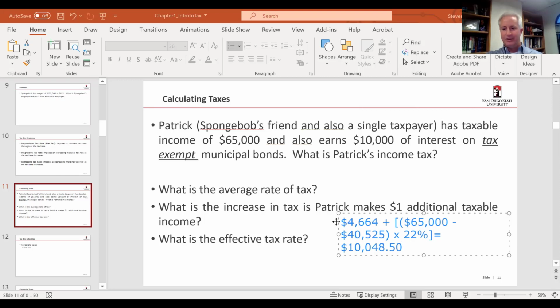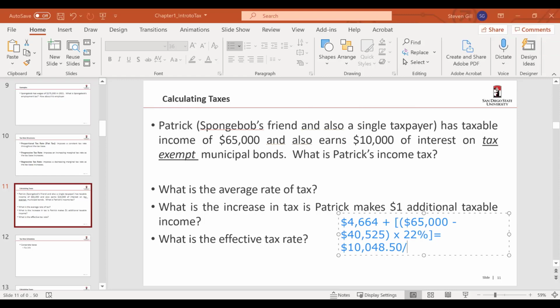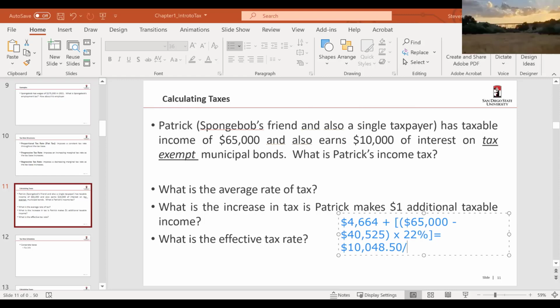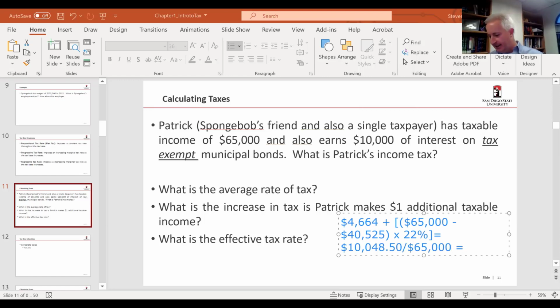And then if I want to measure the average tax rate, what do I use as my denominator? Taxable income. Heard someone say it. Taxable income is right, which in this case is 65,000. So I get a rate of 15.46%. So again, that's that blended rate.